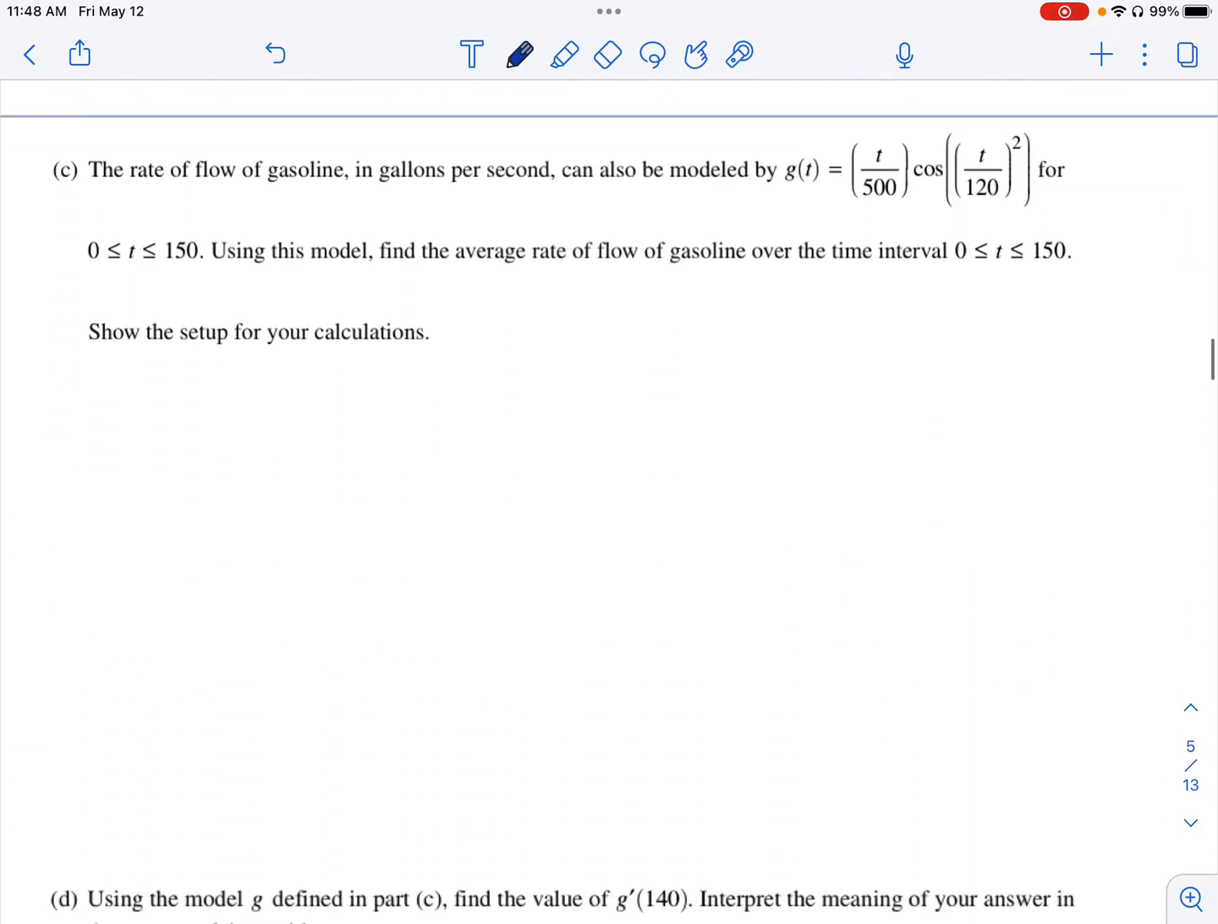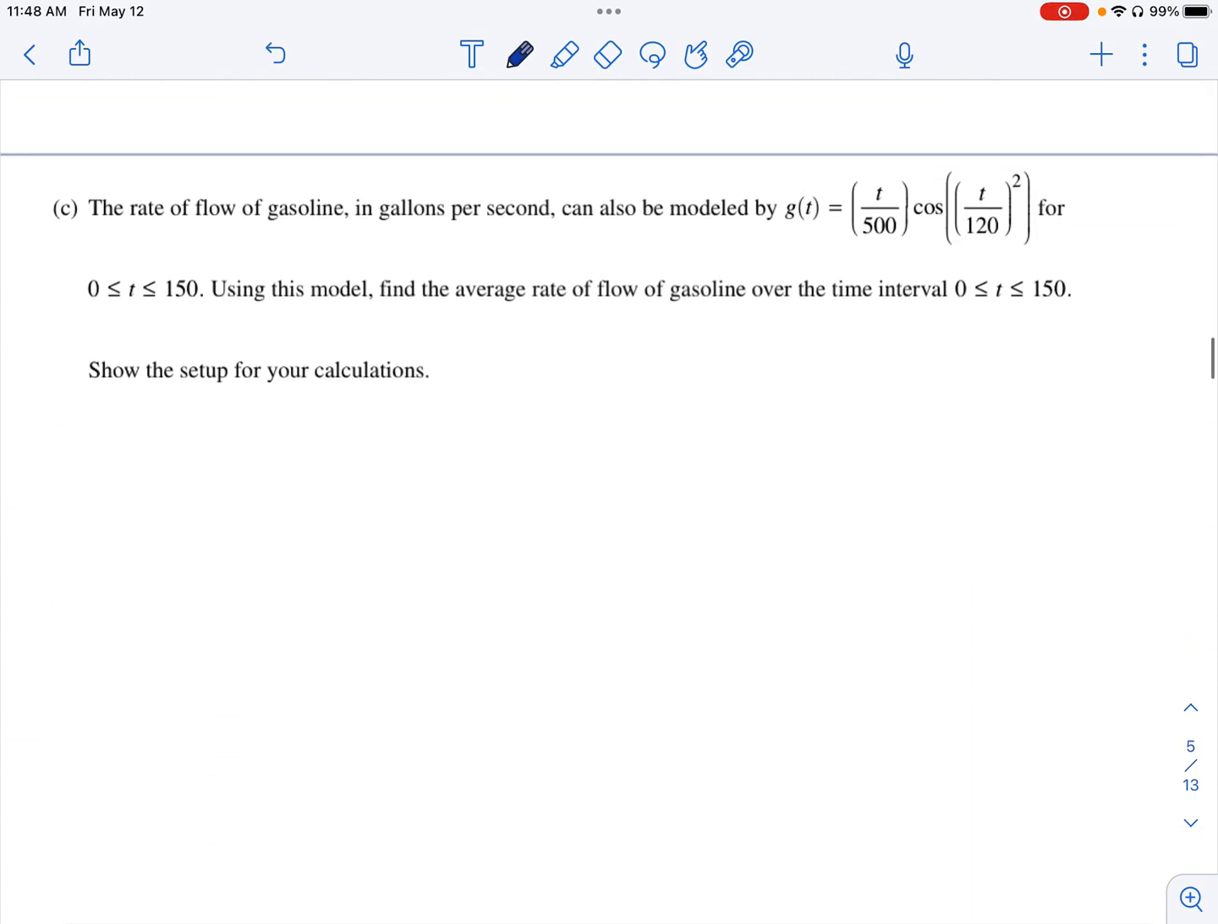Part C, it says, the rate of flow of gasoline in gallons per second can be modeled by this function G. I'm not going to read all that out. You can see it there, from 0 to 150. So using this model, find the average rate of flow, and I'm going to underline that, the average rate of flow of gasoline over the time interval from 0 to 150. And we're going to show our setup here. Well, this is just simply the average value of a function.